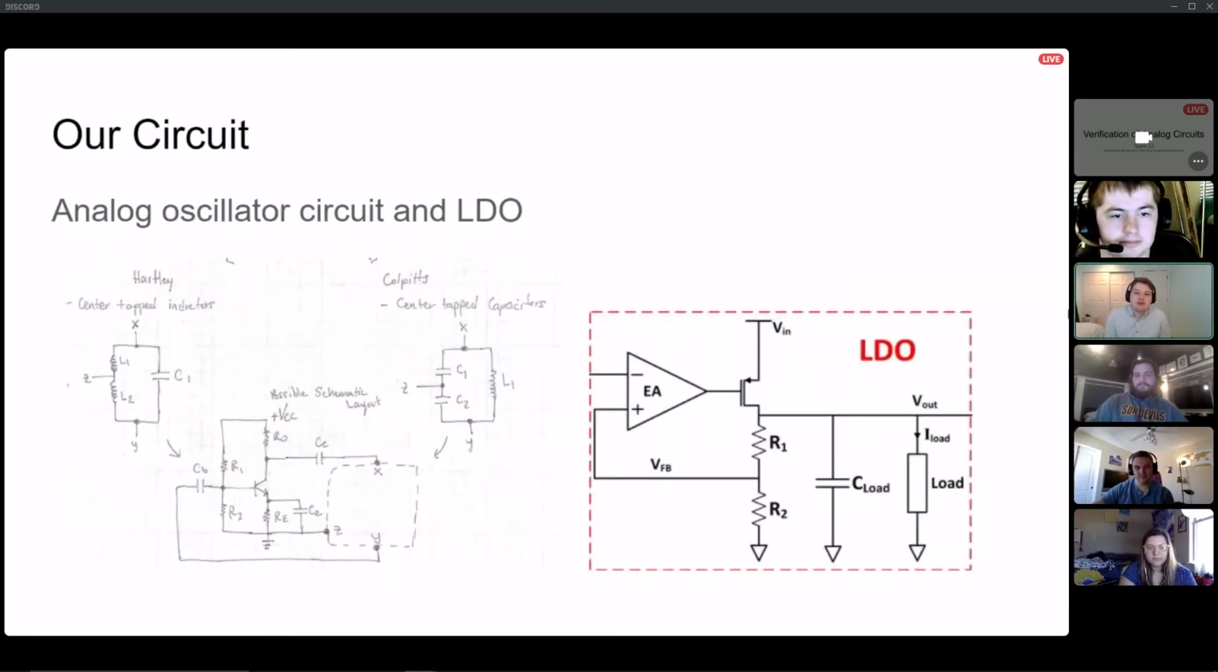Here you can see we've narrowed it down between two different circuit layouts. One of them was the LDO, and that got us started. We used previous research with our mentor, Dr. Kitchen, and we're going to be focusing on the circuit design on the left that shows the dual layout of both the Colpitts and a Hartley oscillator, and we decided to go with those two.